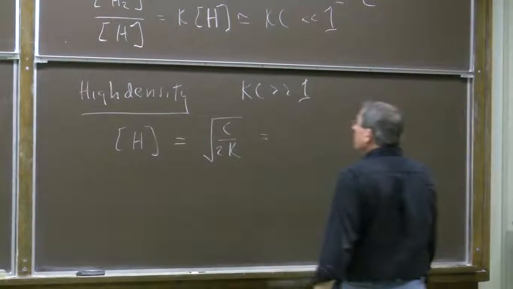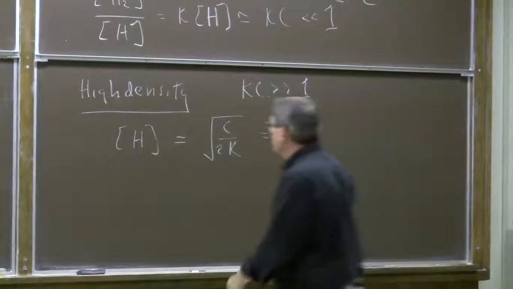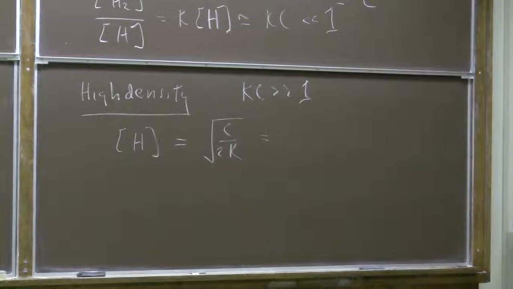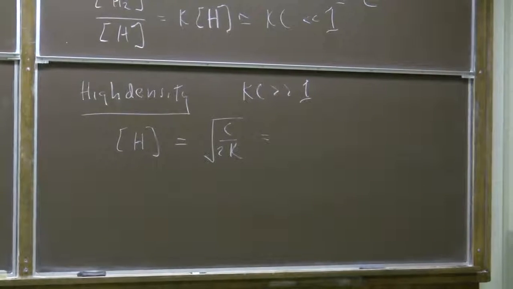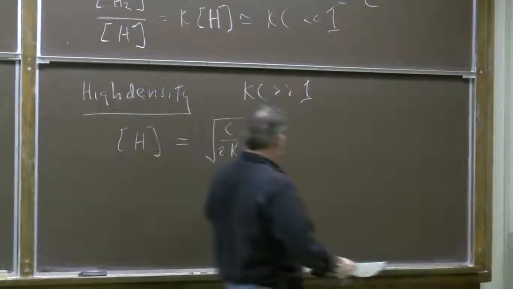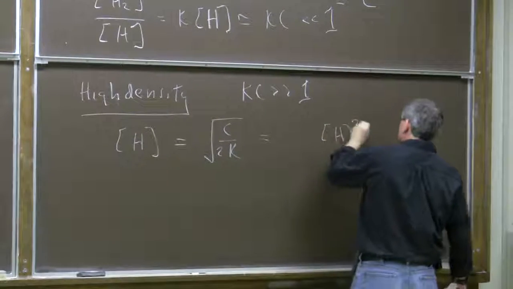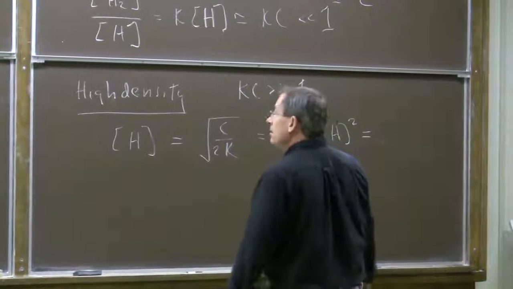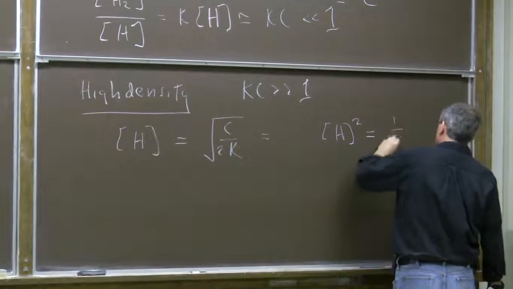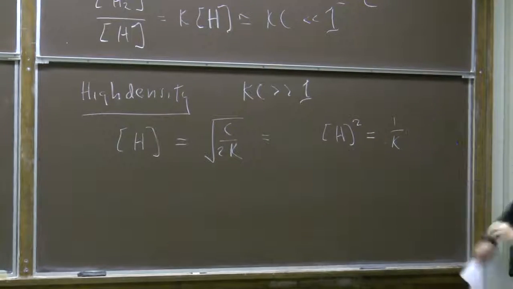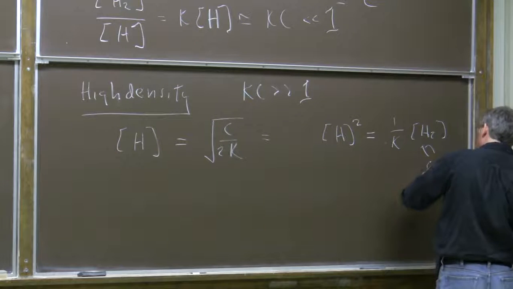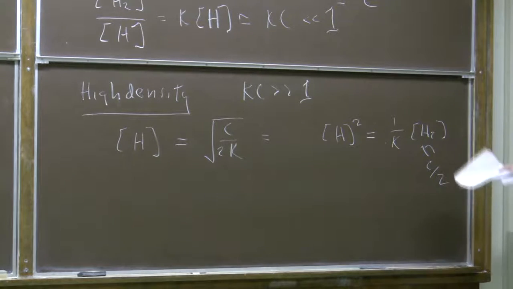And that makes sense now because in the high density limit, which corresponds to low temperature, almost all of the protons are going to be tied up in the hydrogen molecules. And so h squared, which is equal to 1 over k times the abundance of hydrogen, well, this will be approximately C over 2. If there's very little atomic hydrogen, it's almost all in the molecules.